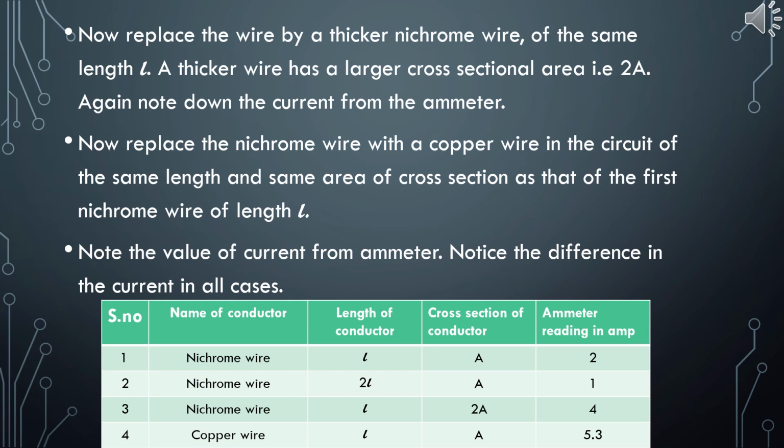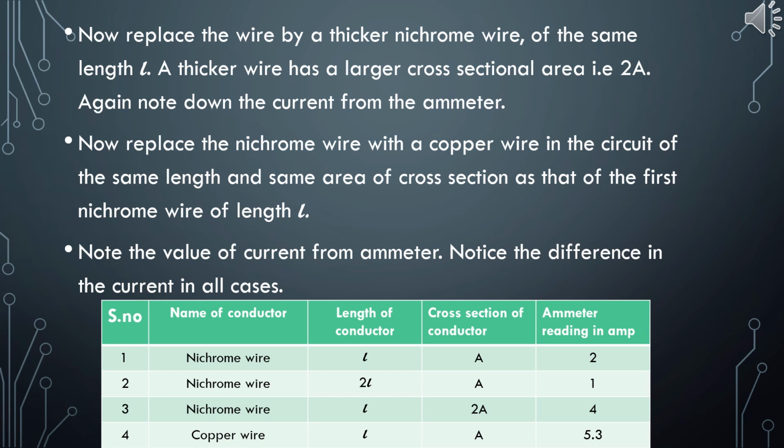Observe the table. For the first nichrome wire, whose length is L and cross-section area A, let us assume the ammeter reading as 2. When we connect the second wire, whose length is 2L and cross-section area is A, the ammeter reading is only 1 amp. What did you observe? The current decreased when the length is increased. When length is doubled, current gets halved.